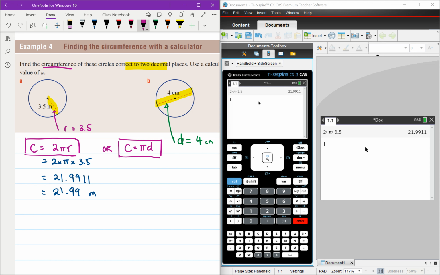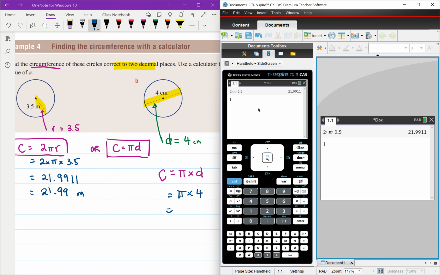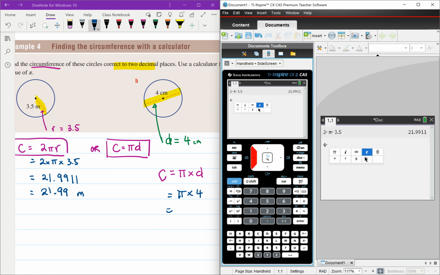So here we go. We're going to apply the formula. C is equal to pi times D. We know that D is equal to 4. So on your calculator now, I would want you to write pi times 4. So here we go. I'm going to go on my calculator. 4 times pi, or pi times 4. And I get 12.5664.